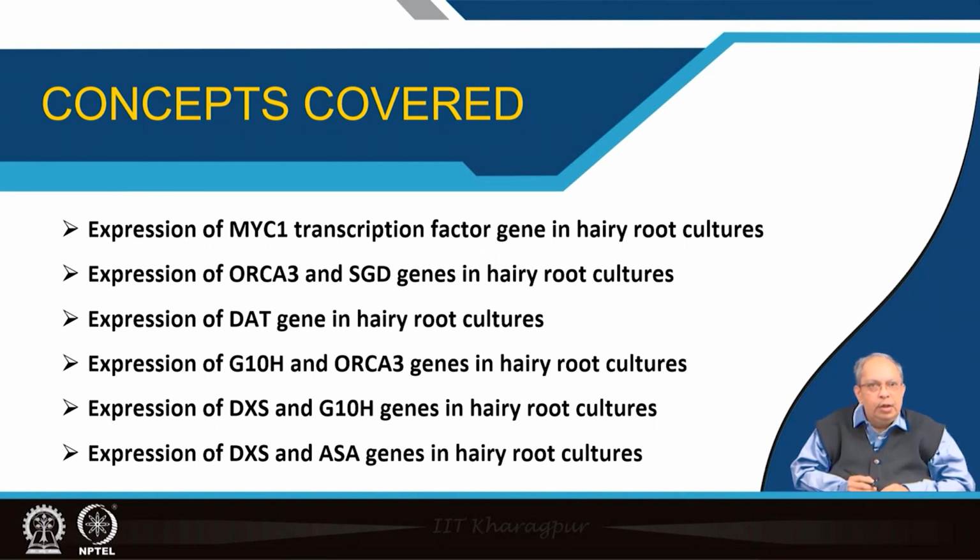The fourth one will be the expression of G10H either singly or G10H and ORCA3 together in hairy root culture. And finally, we will see the expression of DXS and G10H in one instance, in another instance DXS with anthranilate synthase ASA gene in hairy root culture. Let us now go to the board.